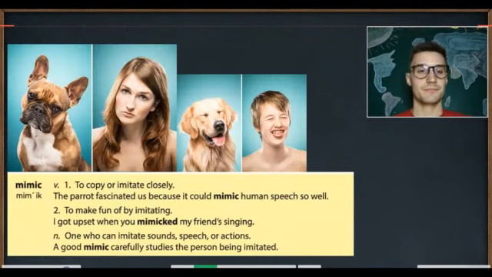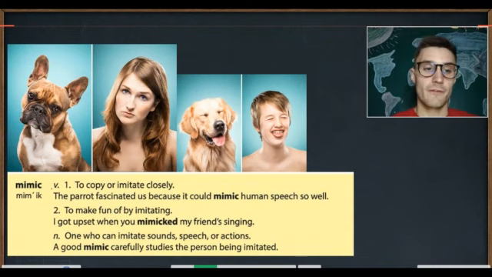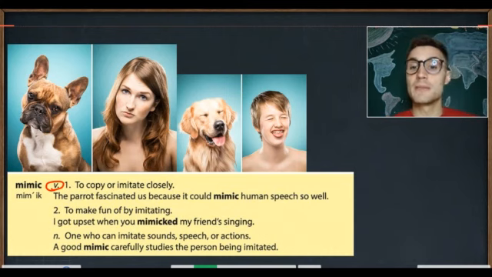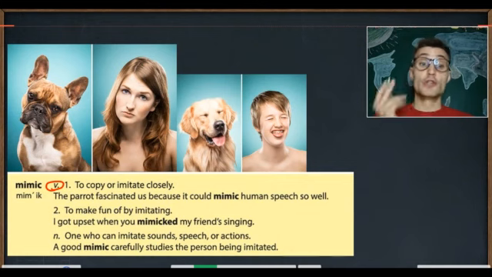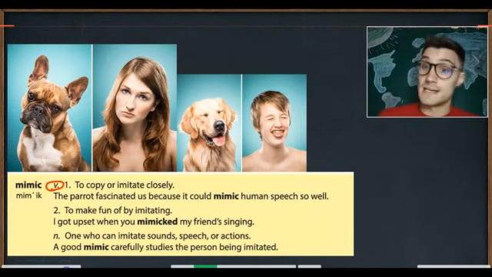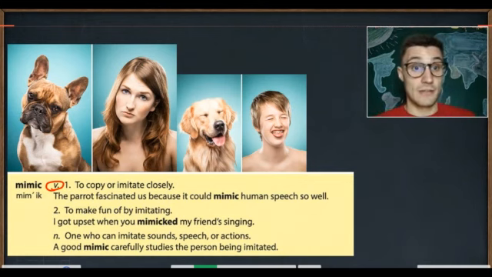Next, it's mimic. Mimic has two verb meanings and a noun meaning. The first verb, mimic: to mimic is to copy or imitate closely. The parrot fascinated us because it could mimic human speech so well. A parrot is a talking bird. So a parrot can mimic human speech, to copy or imitate closely. I had a bird that could mimic.